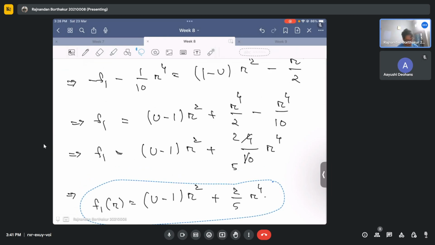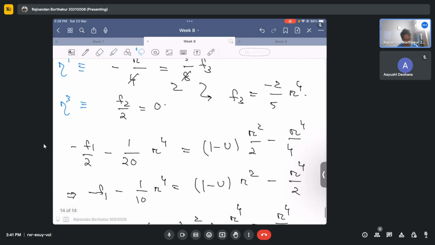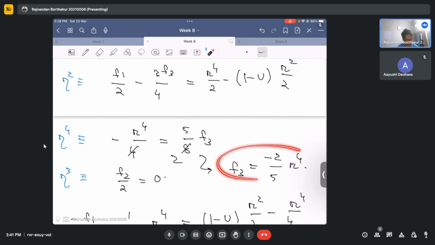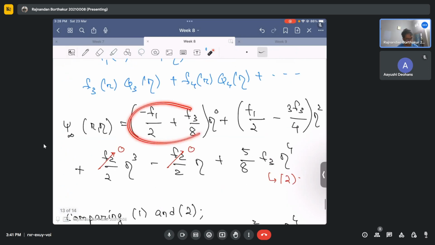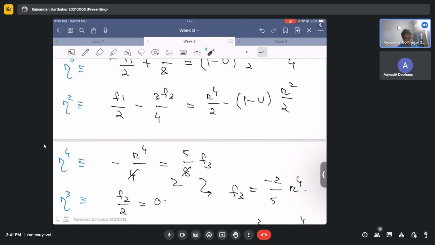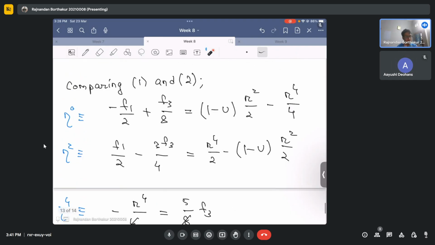What I was saying is that if you substitute this f3 instead of substituting it here, if you substitute it in the other equation also, you will get the same f1. You can check it out by yourself. You should get the same f1 because you are just comparing terms here.